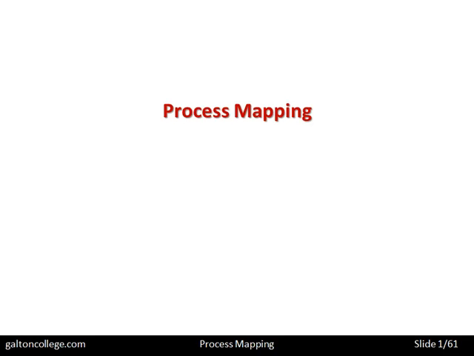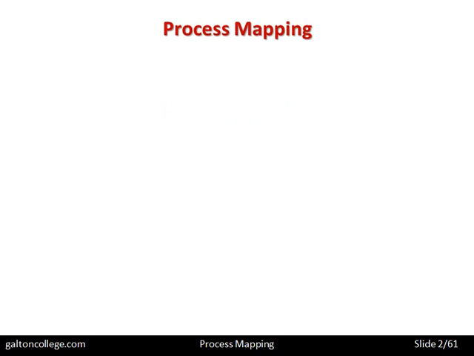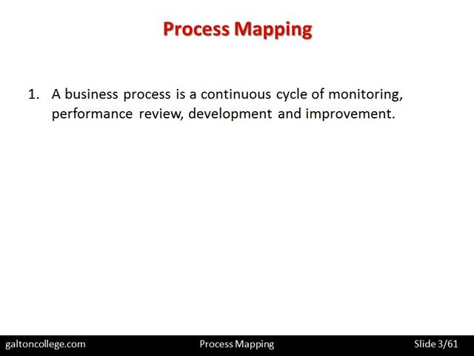In this video we'll look at process mapping. A business process is a continuous cycle of monitoring, performance review, development and improvement. There are many stages in a business process. Monitoring to make sure it's working properly and it's appropriate, whatever the process is. Looking at its performance and looking for ways in which it can be developed and improved. So there are many aspects to looking at a business process.